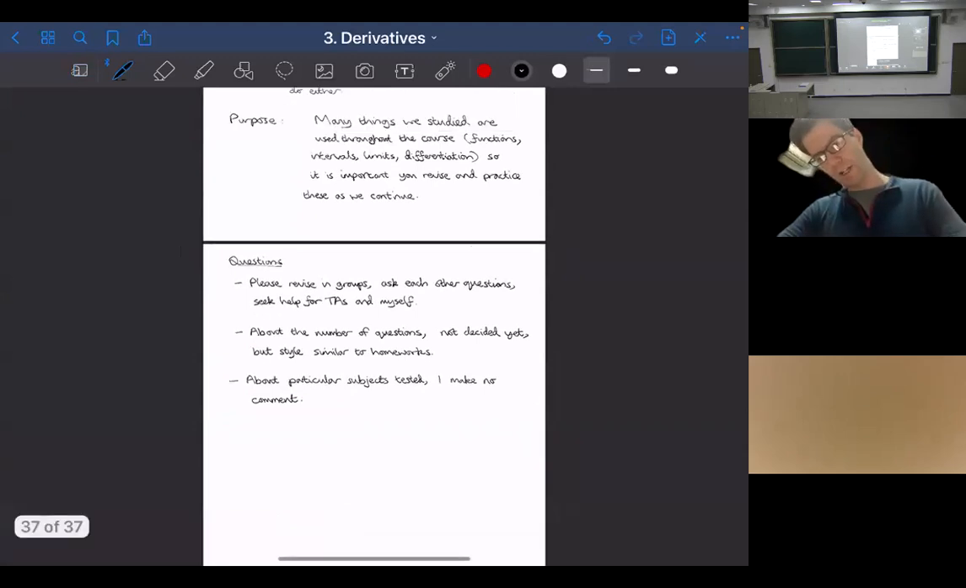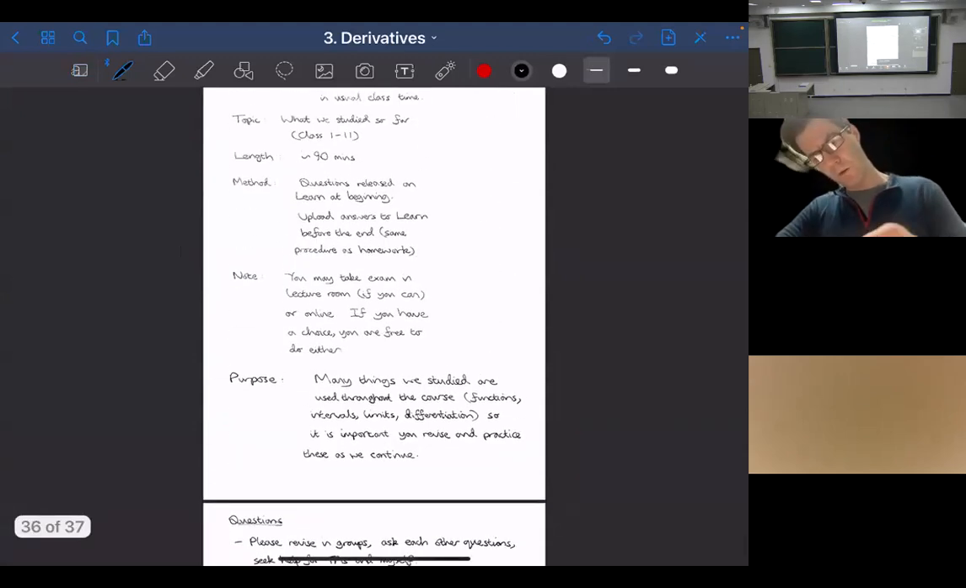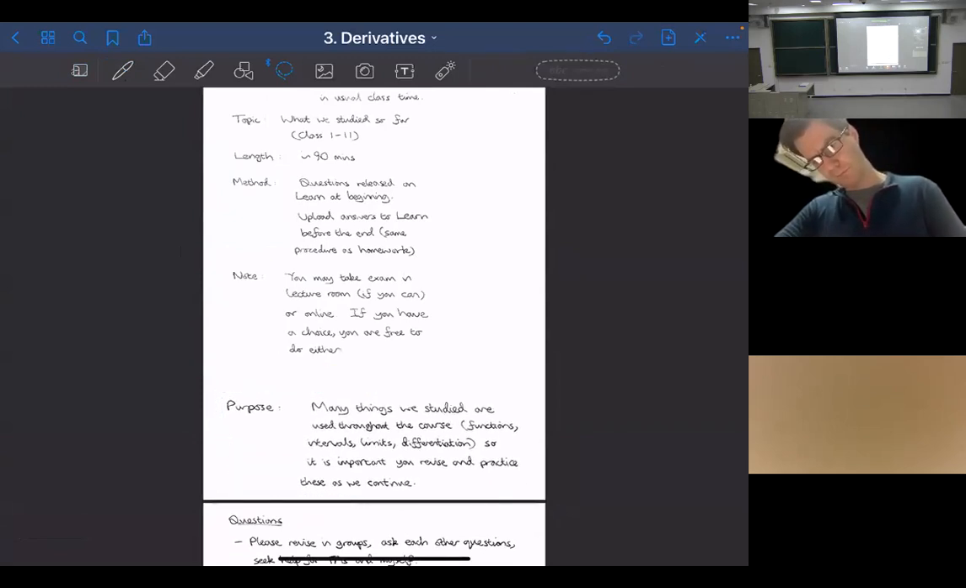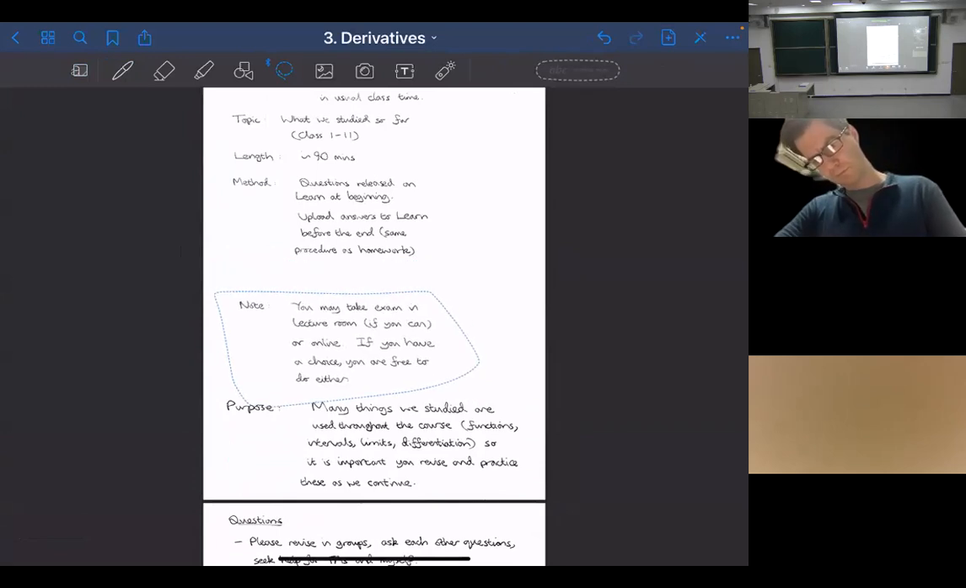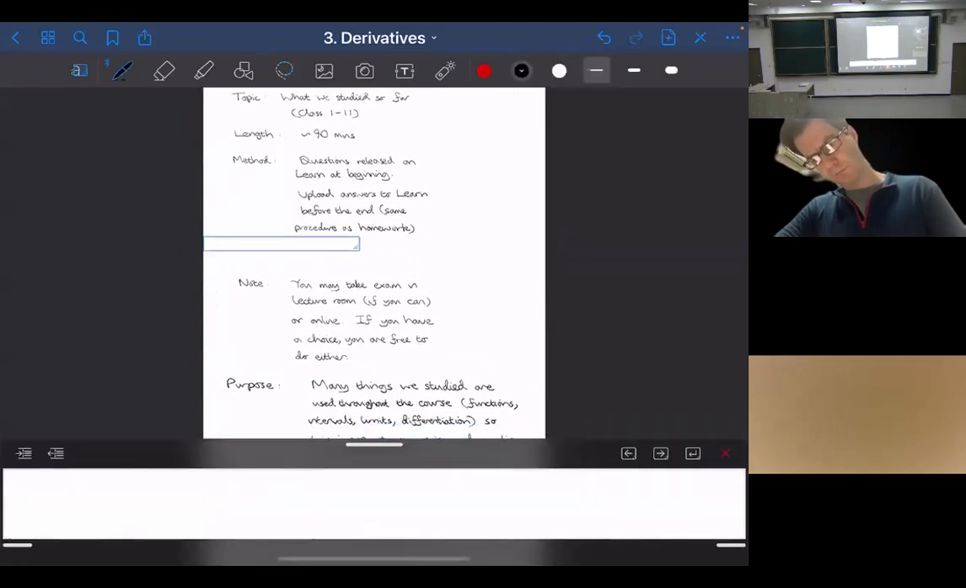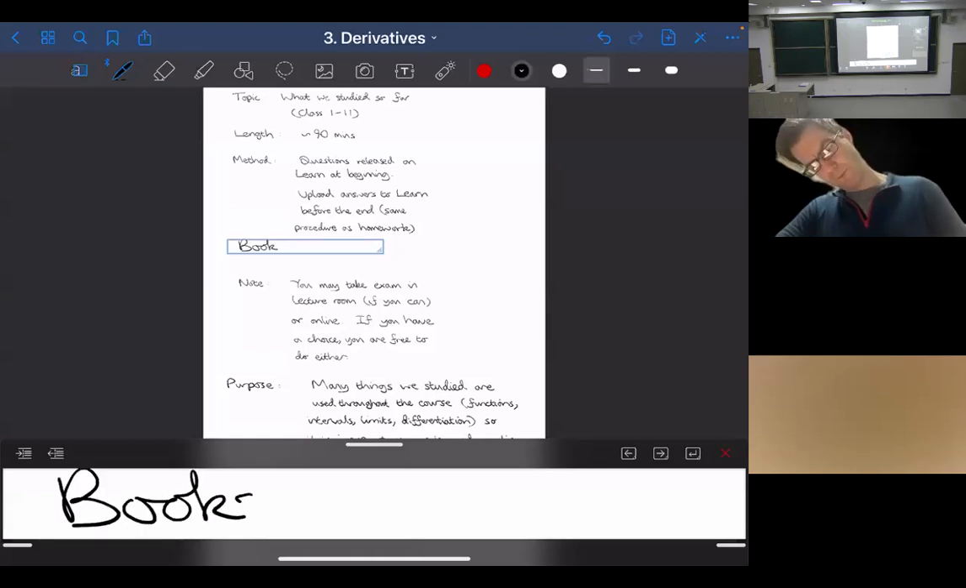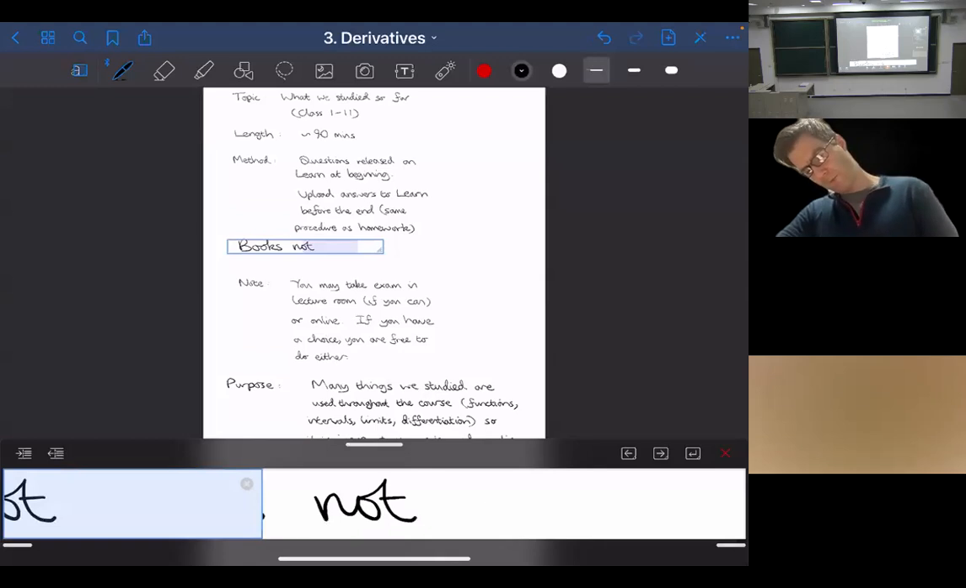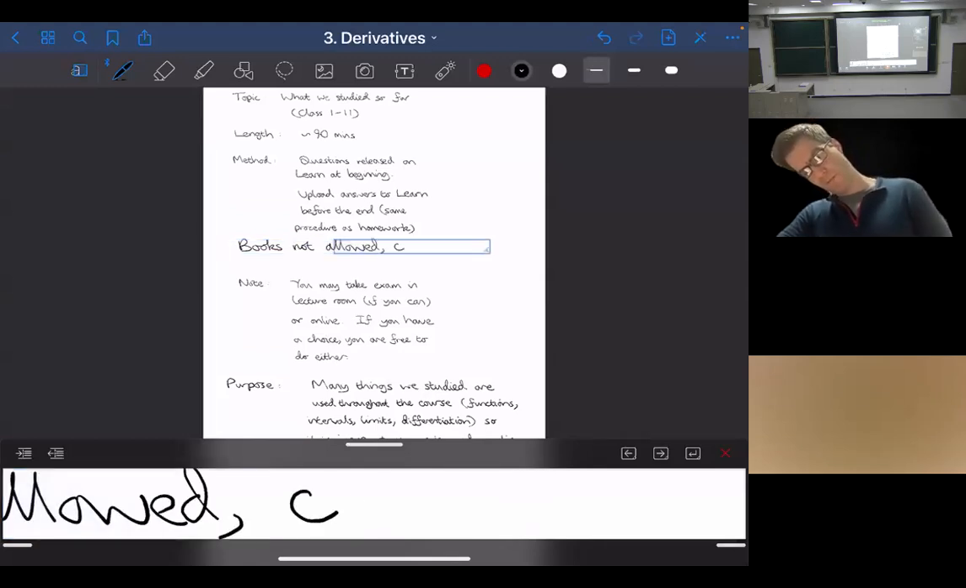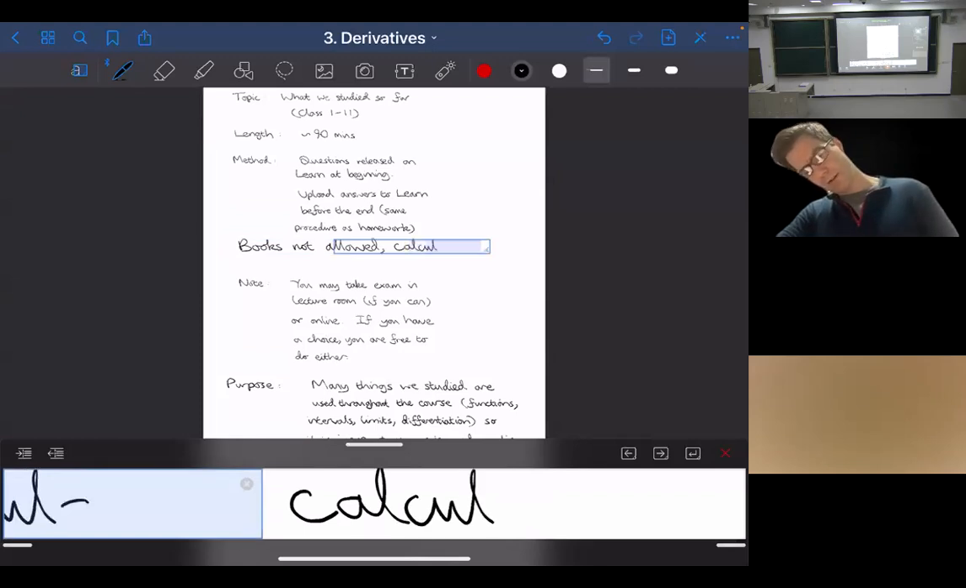Good point about calculators. So let me make a note. So books not allowed. Calculators not allowed.